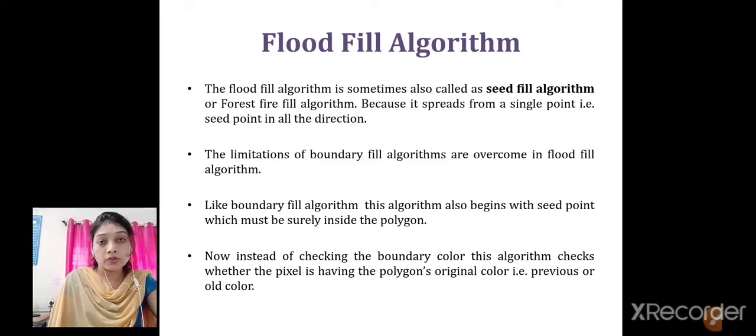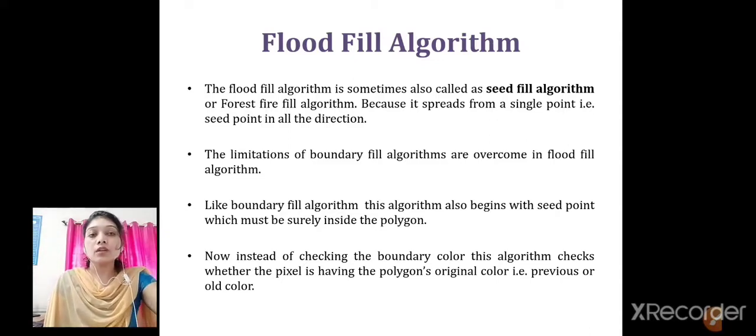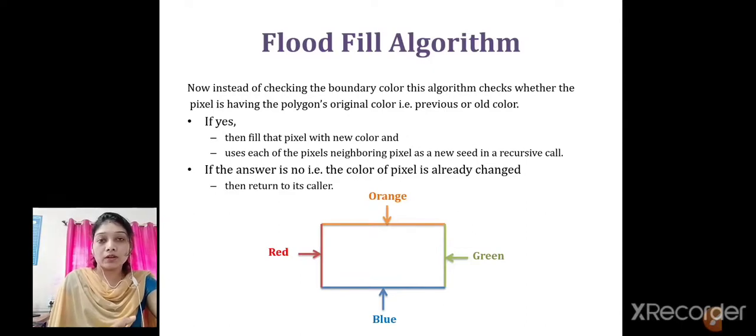So what I am going to check with the seed pixel is whether my seed pixel is having the previous color, means a white color, or that old color is white. In this way we are not going to check with the boundary, but we are going to check with the original color of a polygon. So how will it work, let's see.